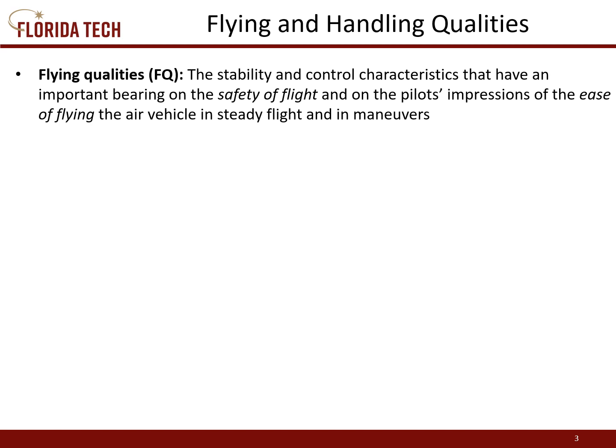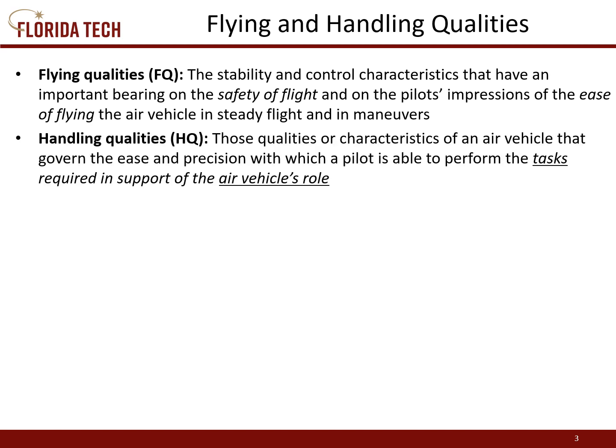So let's come up with specific definitions for flying and handling qualities. Flying qualities, which will be abbreviated FQ, is the stability and control characteristics that have an important bearing on the safety of flight and on the pilot's impressions of the ease of flying the air vehicle in steady flight and in maneuvers. For handling qualities, which we often abbreviate HQ, it's those qualities or characteristics of an air vehicle that govern the ease and precision with which a pilot is able to perform the tasks required in support of the air vehicle's role.